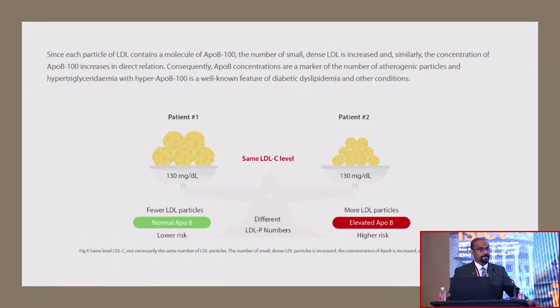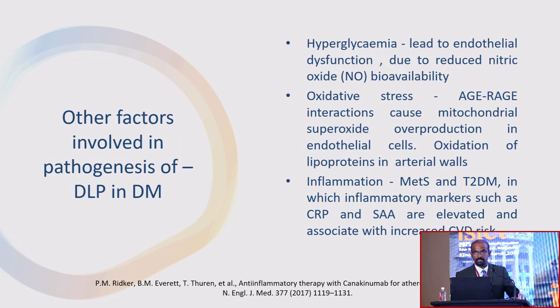In this slide you can see there are two things we are given. That is what I said. If two individuals have the same status of LDL, but the small dense lipoprotein molecules are more in one particular individual, I think they will have an elevated ApoB and they will be at more risk of developing atherosclerosis.